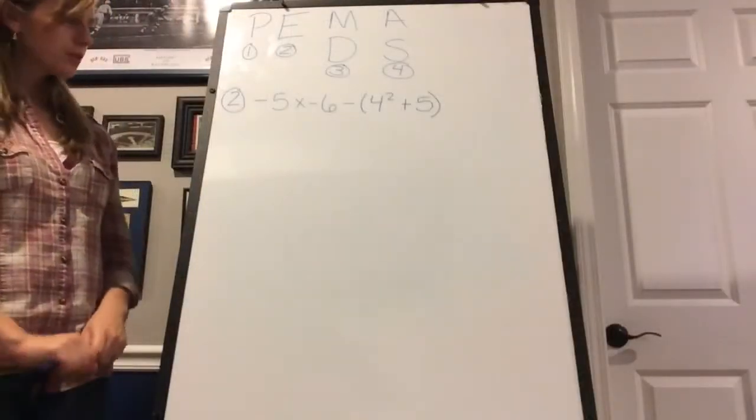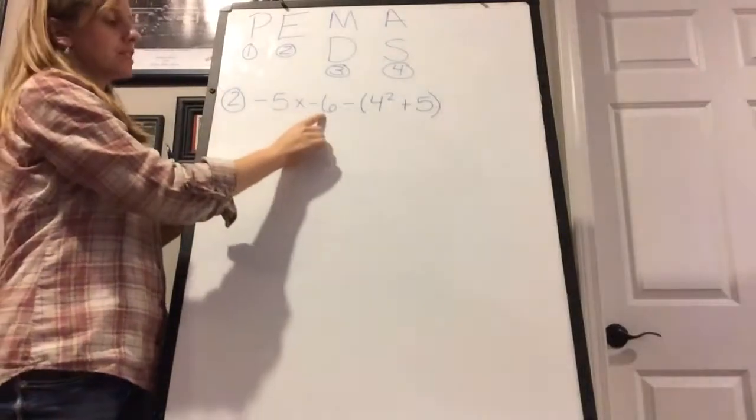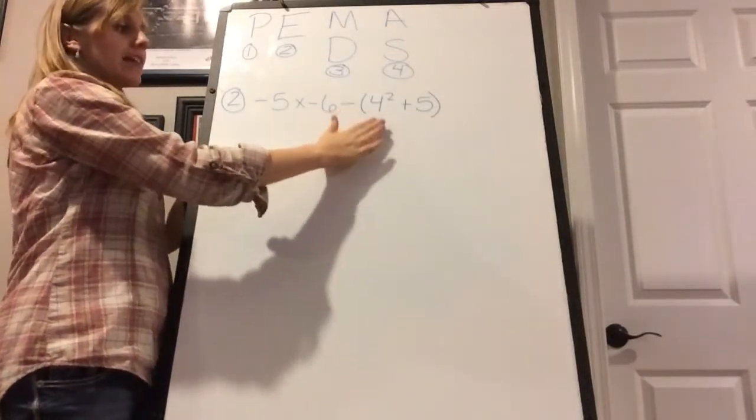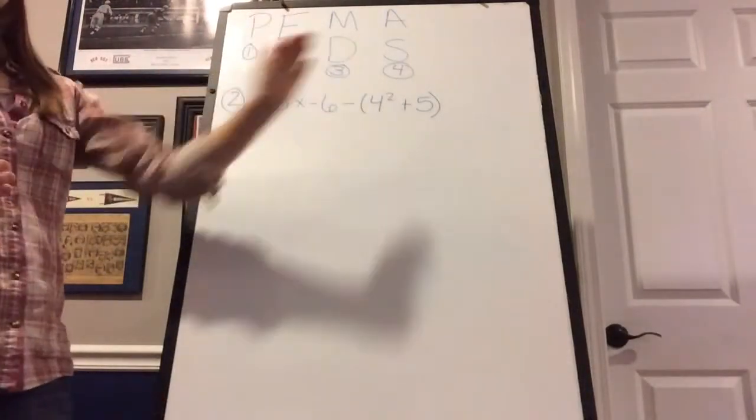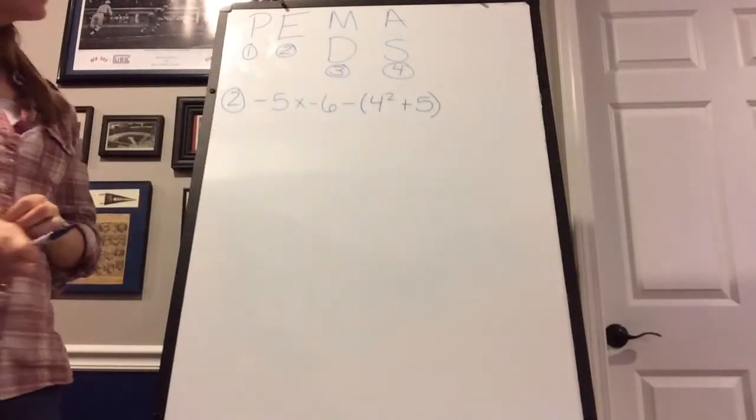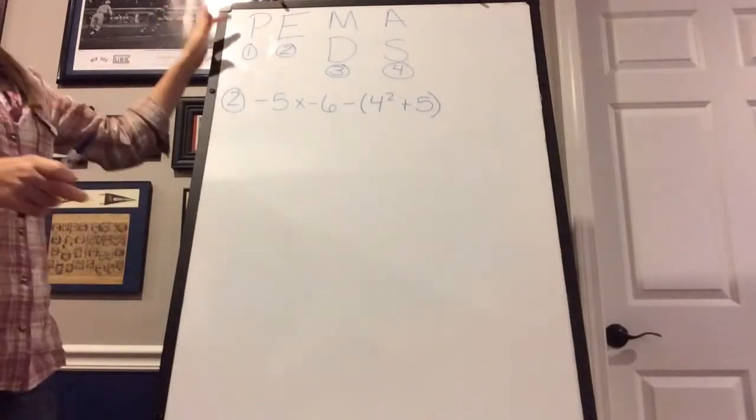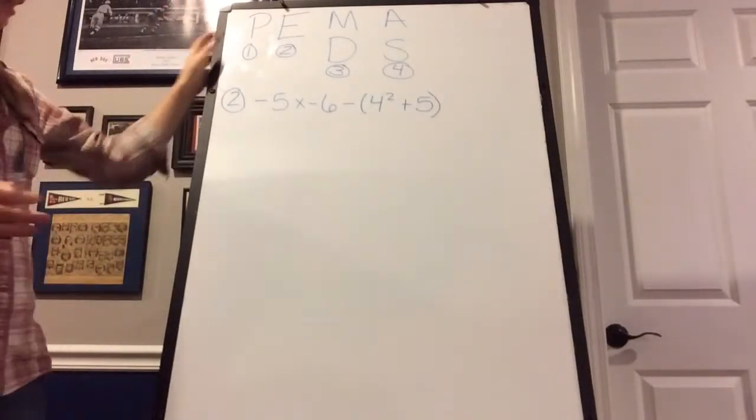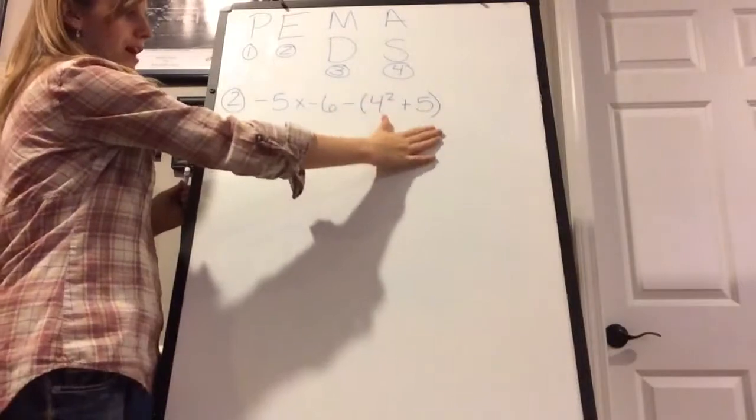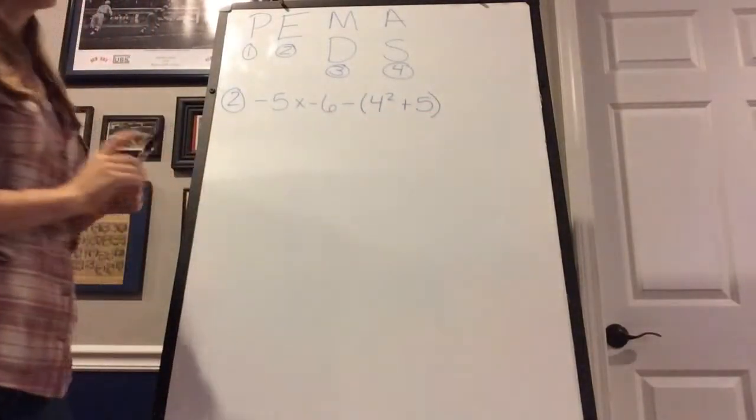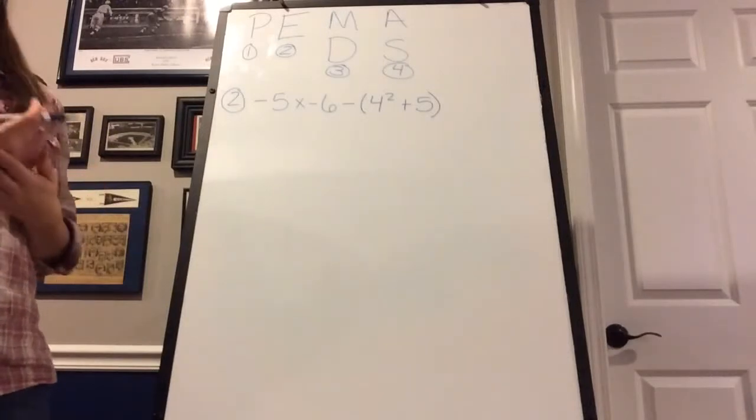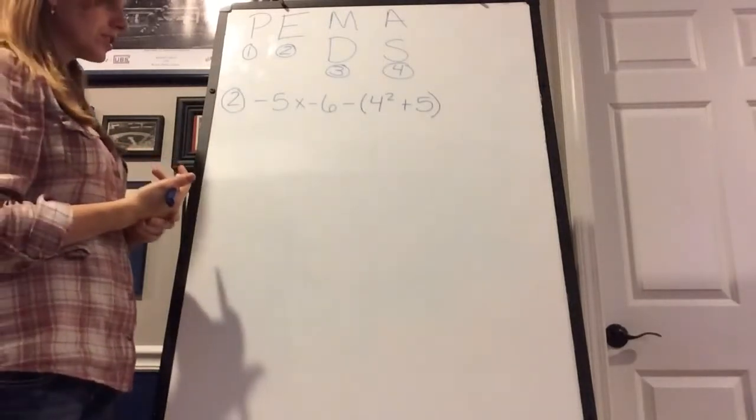For problem number 2, we have -5 times -6 minus, and then in parentheses, 4 squared plus 5. We need to follow the order of operations to do this problem. So the first thing we need to do is parentheses, always parentheses. So looking through our problem, we do have parentheses here at the end, so this is what we need to do first. Now remember, inside the parentheses, you still have to follow the order of operations.